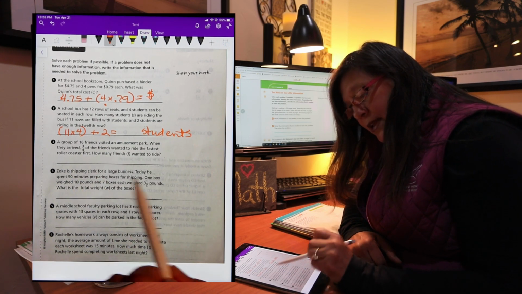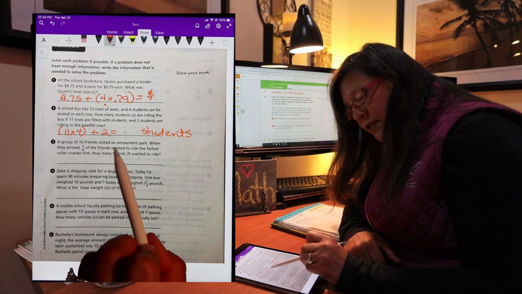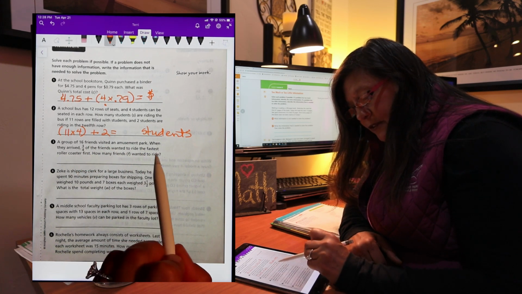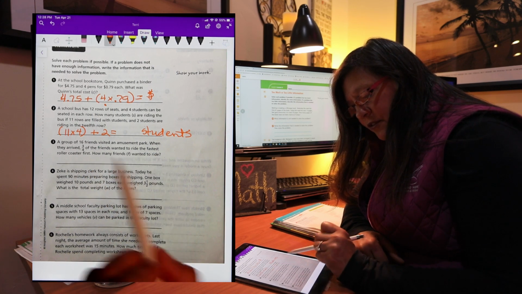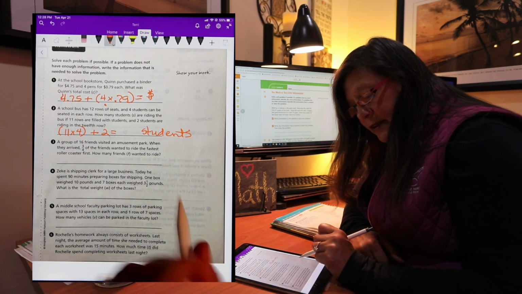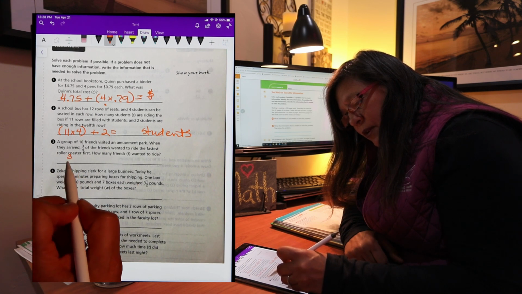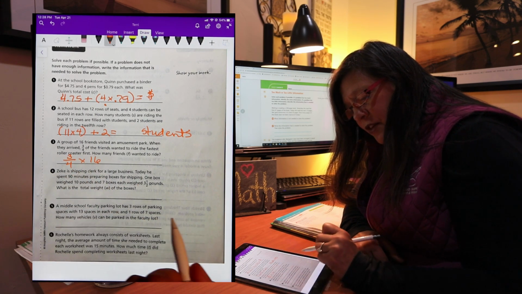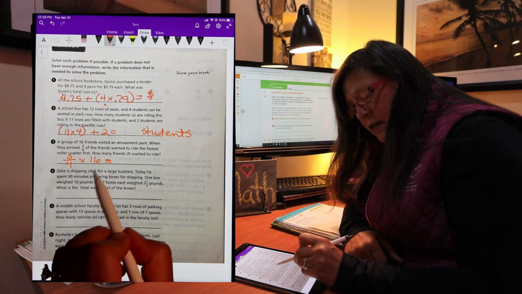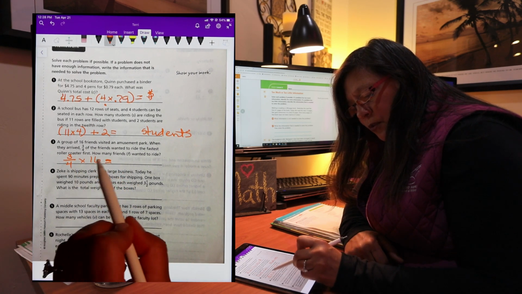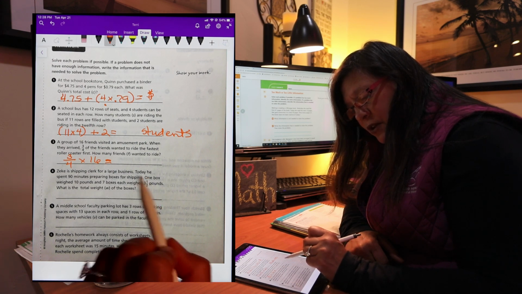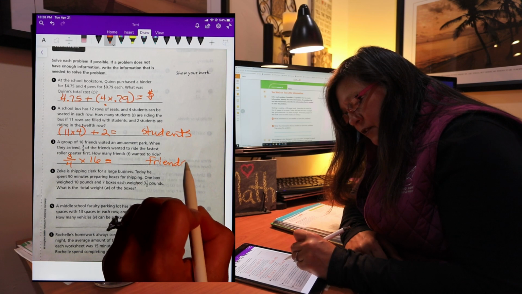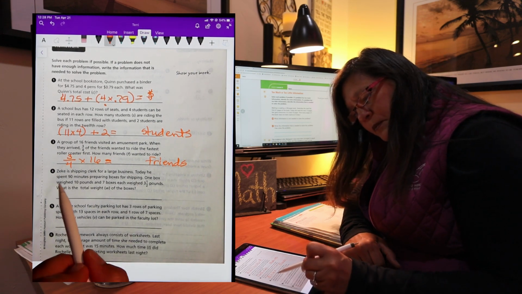Okay, number 3. A group of 16 friends visited an amusement park. When they arrived, 3/4 of the friends wanted to ride the fastest roller coaster first. How many friends wanted to ride? So 3/4 times the 16 friends. So 3/4 of the 16. Make sure that you put your whole number over 1. Simplify first if you can. And label your answer. How many friends?